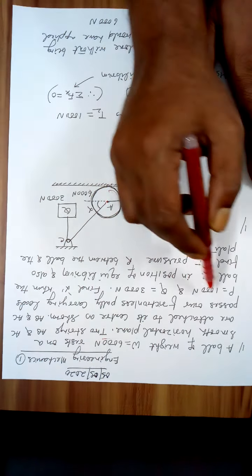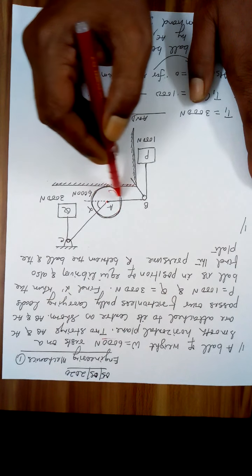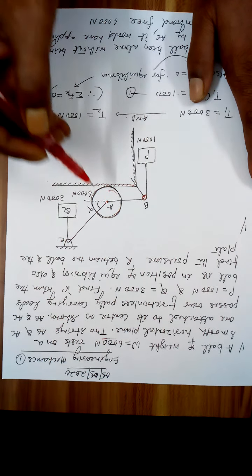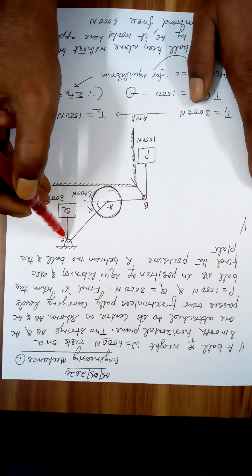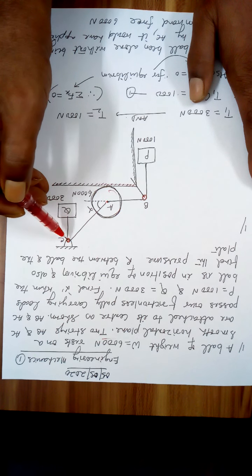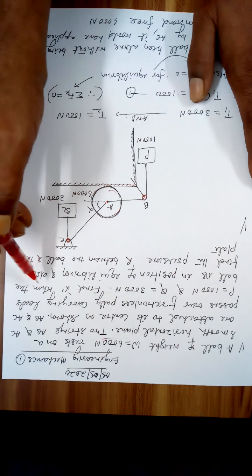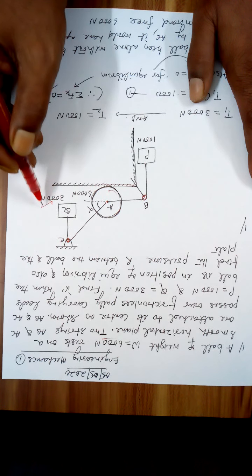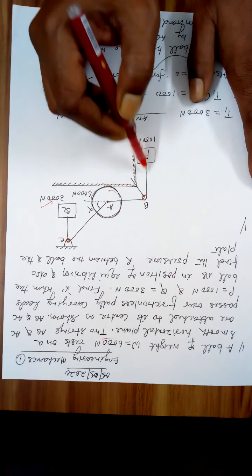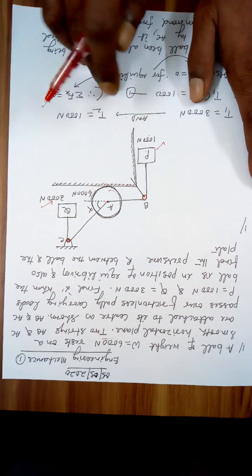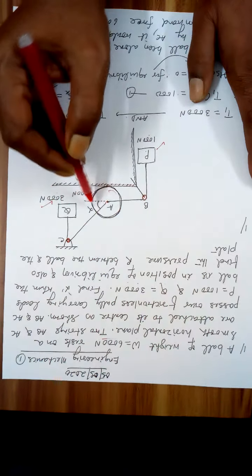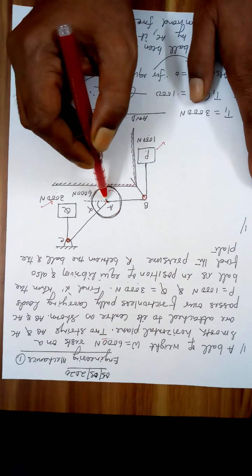AB and AC pass over frictionless pulleys. AB is passing over this pulley, which is frictionless, means there is no friction. AC is also passing over a pulley here, that is also frictionless, smooth pulley. And this pulley is carrying a load 3000 Newton, and from this pulley there is a load of 1000 Newton. P is 1000 Newton, Q is 3000 Newton, and this string AC makes an angle alpha.